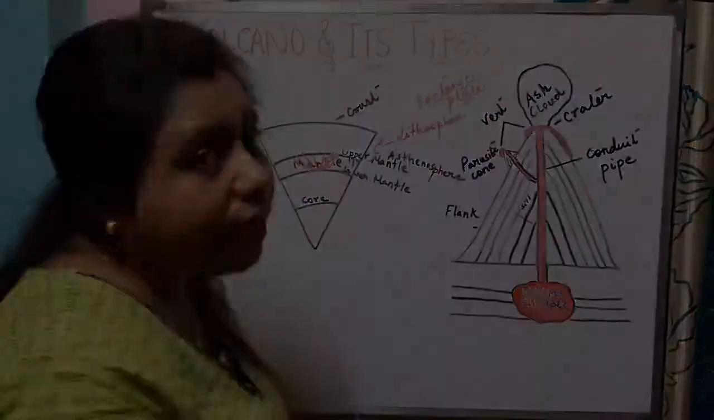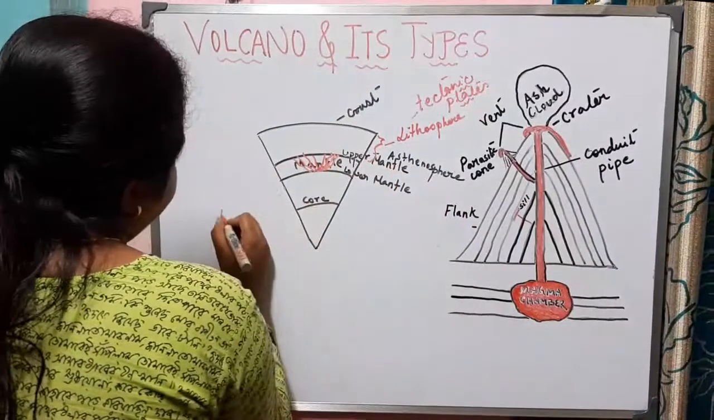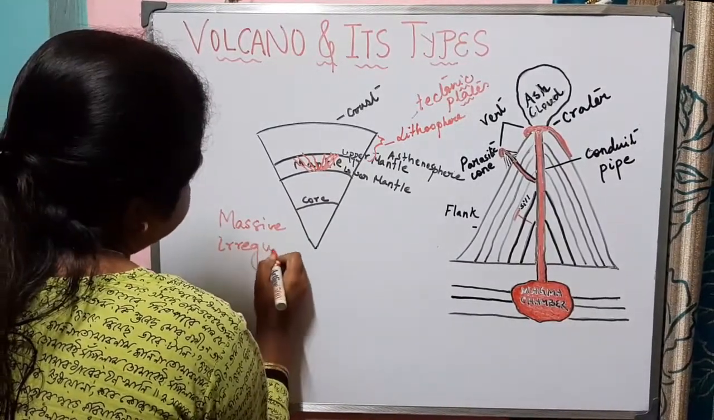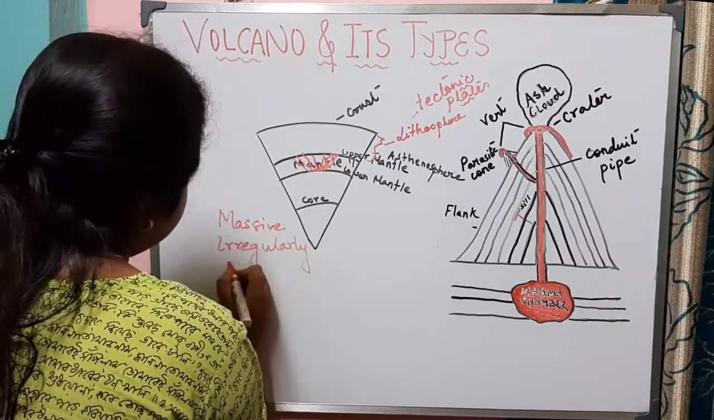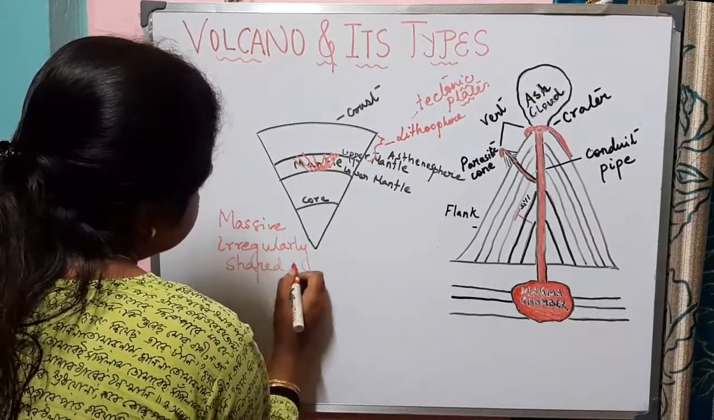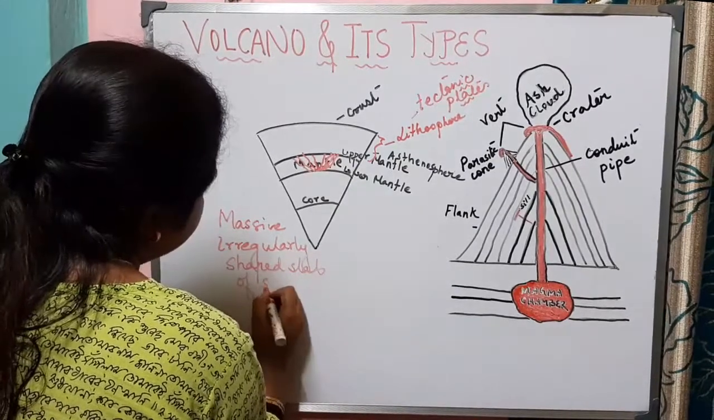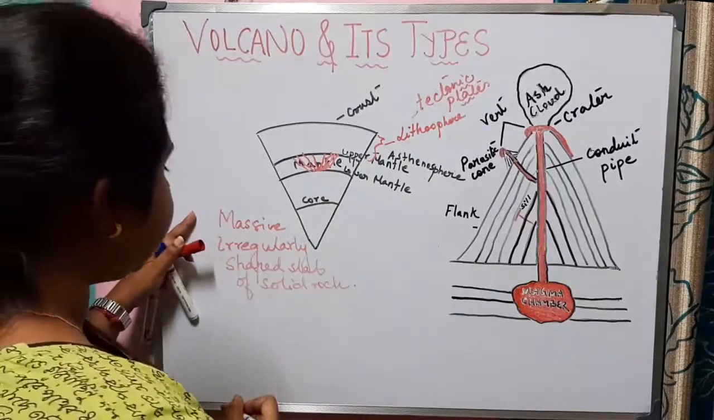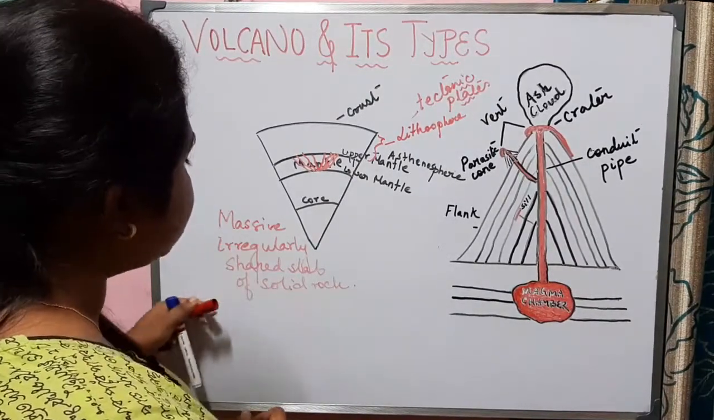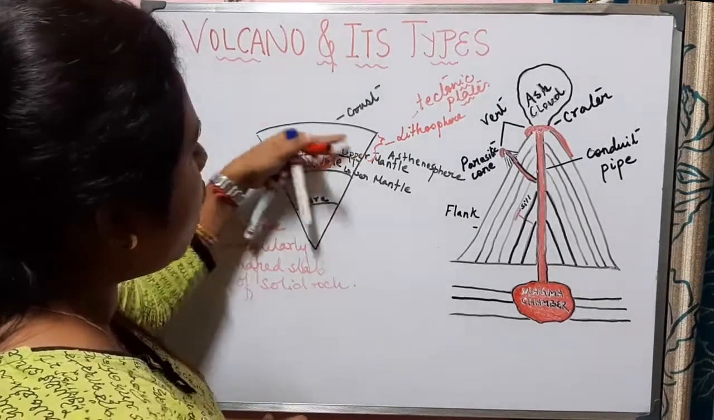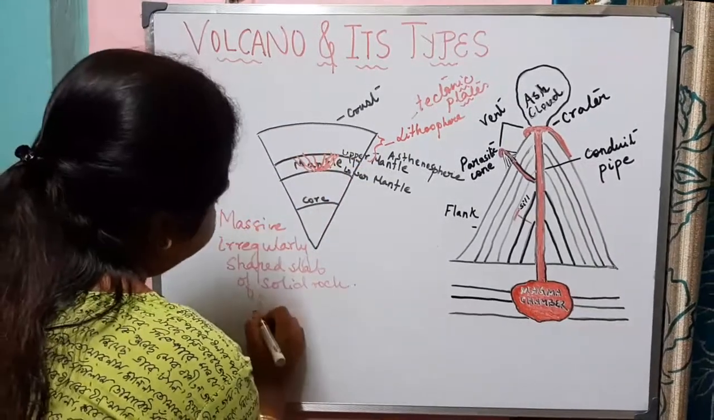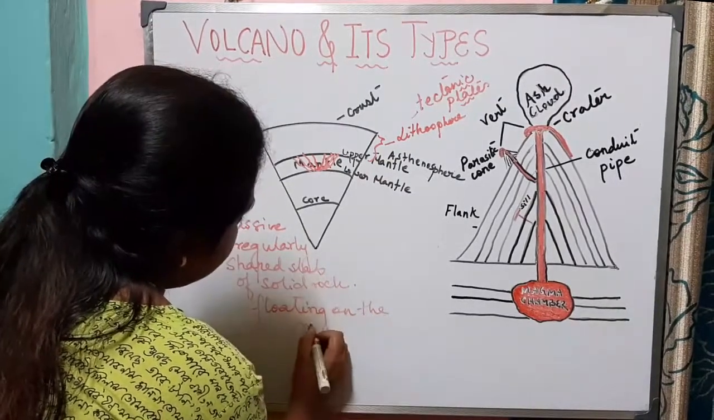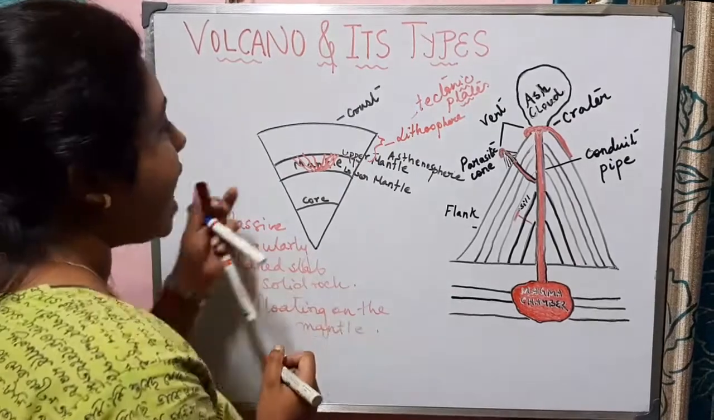Now what are tectonic plates? Tectonic plates are massive irregularly shaped slabs of solid rocks. So what are tectonic plates? These are massive irregularly shaped slabs of solid rocks which are floating on the mantle. They are floating on the mantle. Now these plates are constantly moving.